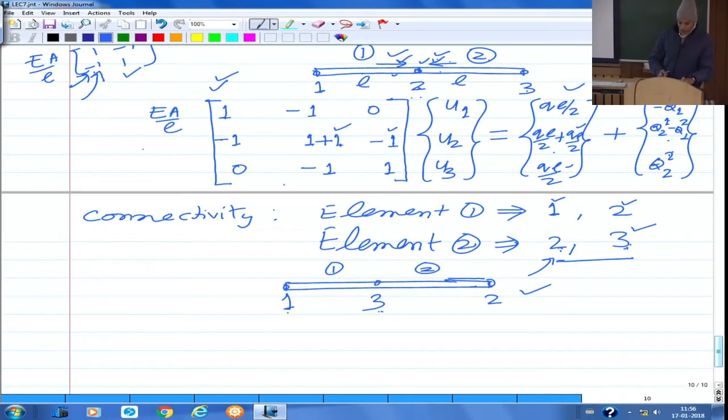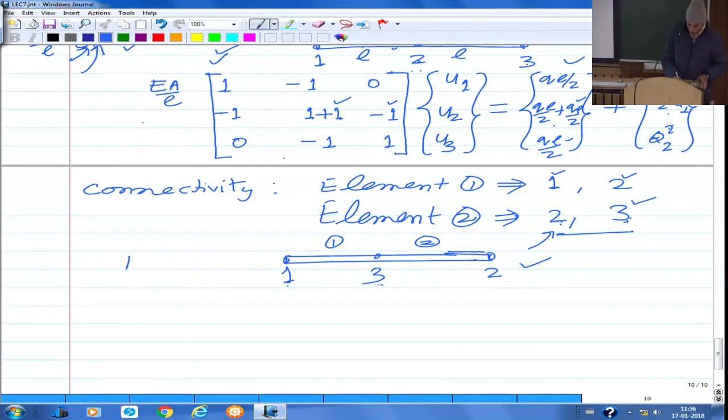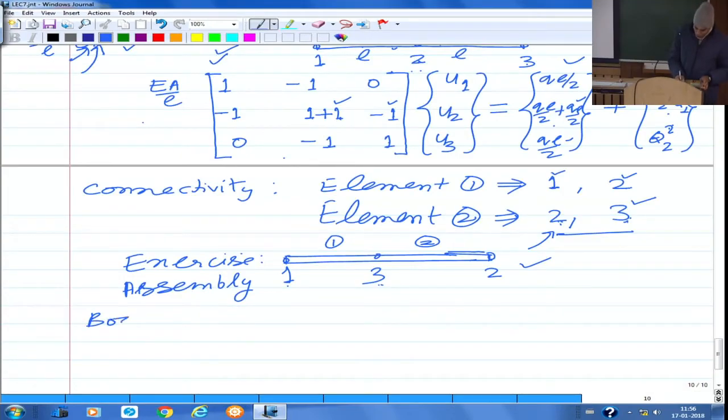So this is the assembled system. Now we come to the boundary conditions. What are the boundary conditions in this case, the problem I started with? This is an exercise, so you'll have to do the exercise for assembly. Now next comes the imposition of boundary conditions.